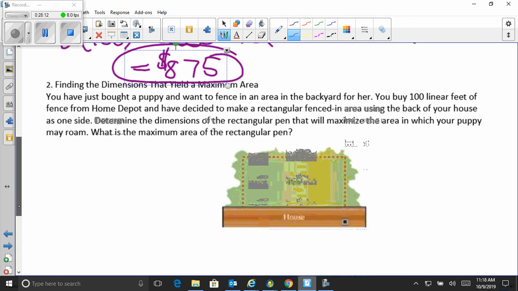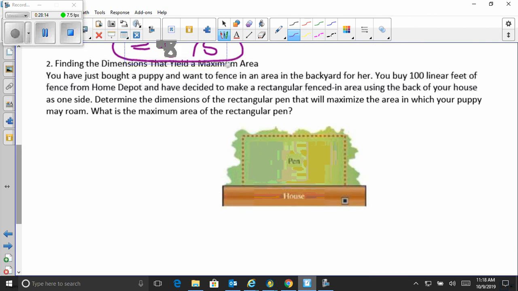Another problem. Finding the dimensions of a max. You have just bought a puppy and want to fence in an area in the backyard for her. You buy 100 linear feet of fencing from Home Depot and have decided to make a rectangular fenced-in area using the back of your house as one side. Determine the dimensions of the rectangular pen that will maximize the area which your puppy may own. What is the maximum area?